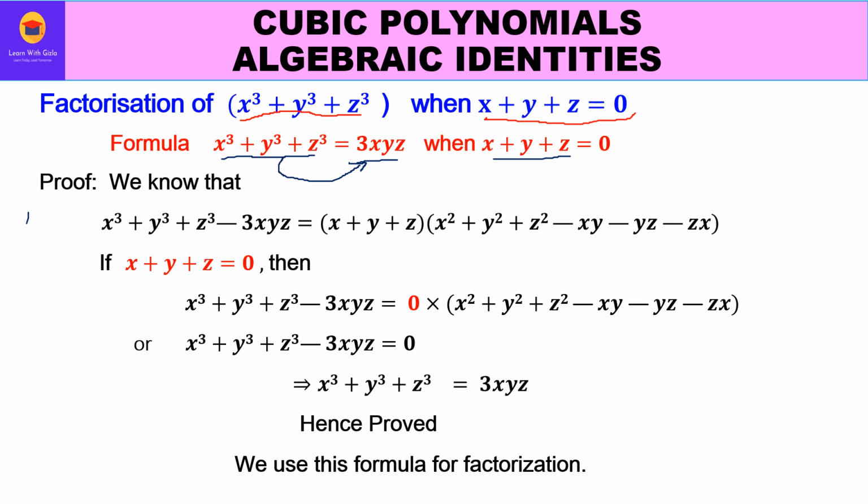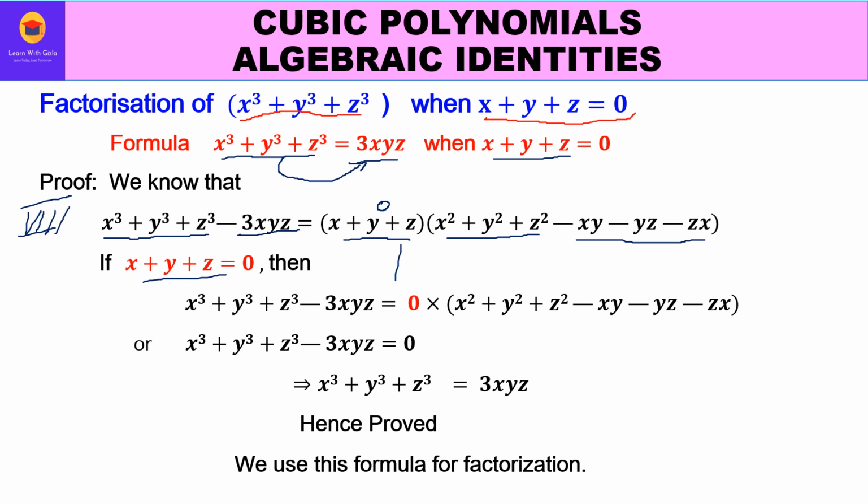Here we are again using identity 8 only. If you remember, the product was x cube plus y cube plus z cube minus 3xyz, and we had these factors: x plus y plus z into x square plus y square plus z square minus xy minus yz minus zx. Now if x plus y plus z becomes 0, that means one of the factors is 0. This whole thing becomes 0, right?